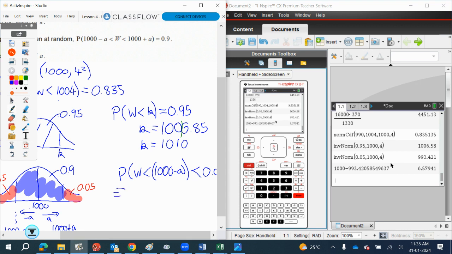So this implies that 1,000 minus A is equal to 993.421, which implies that A is equal to 6.58.